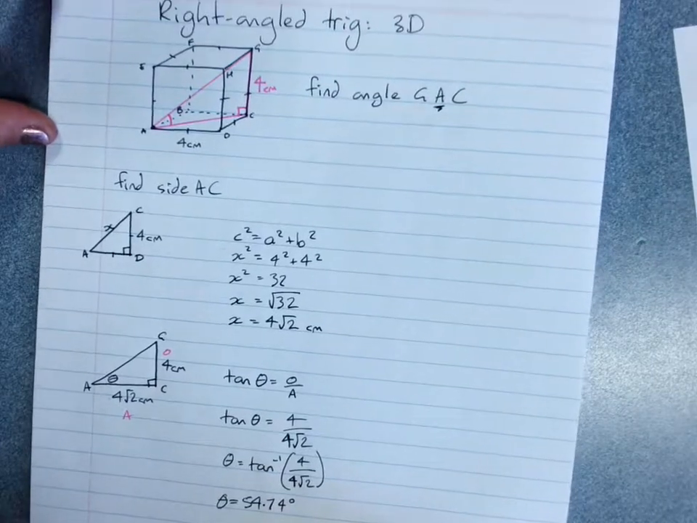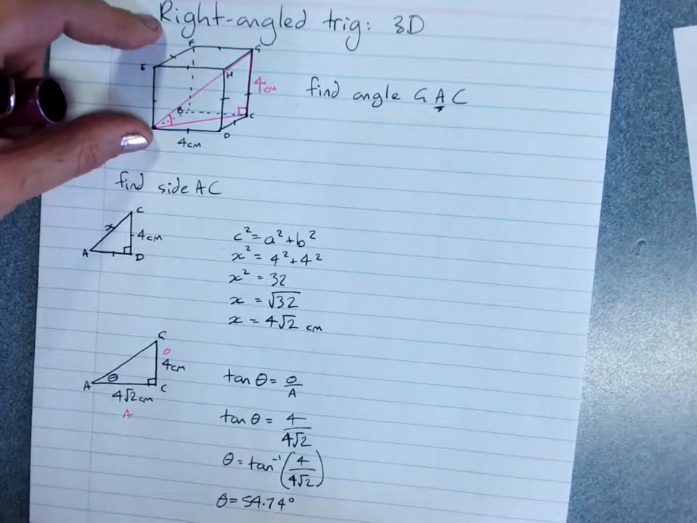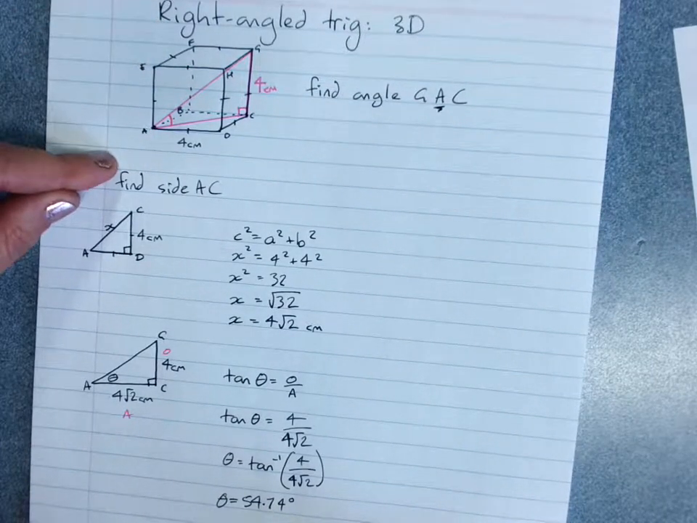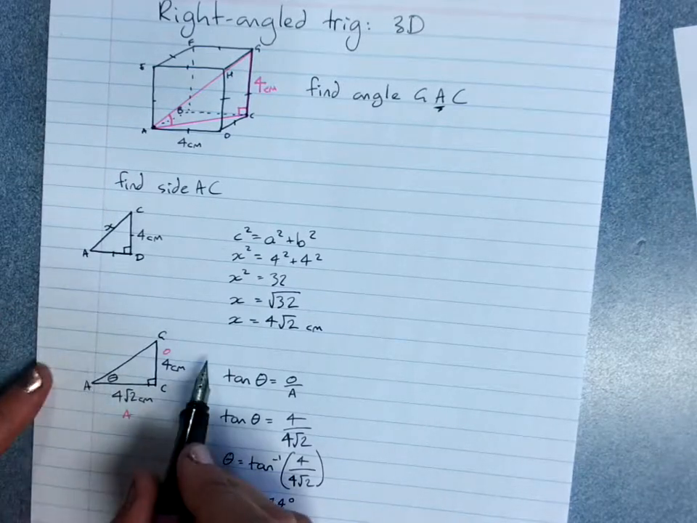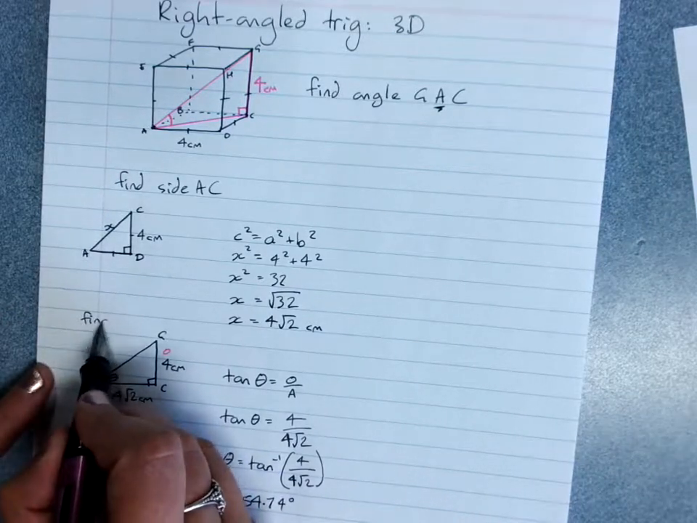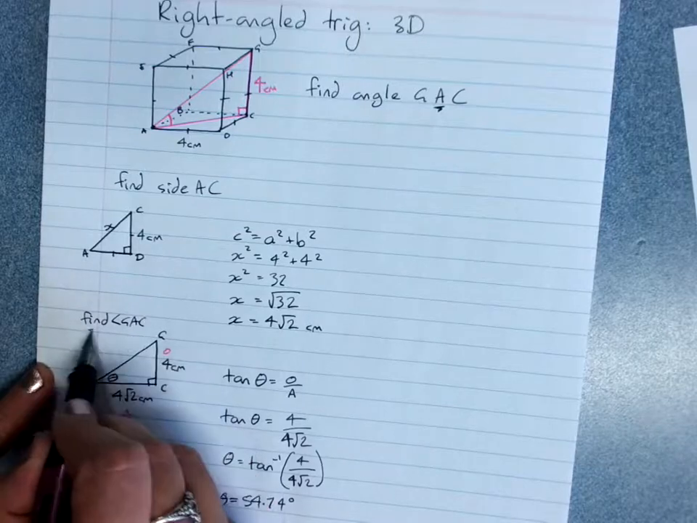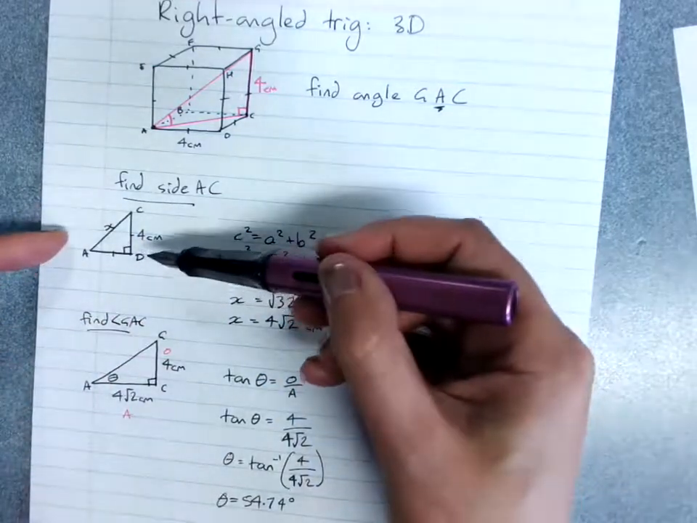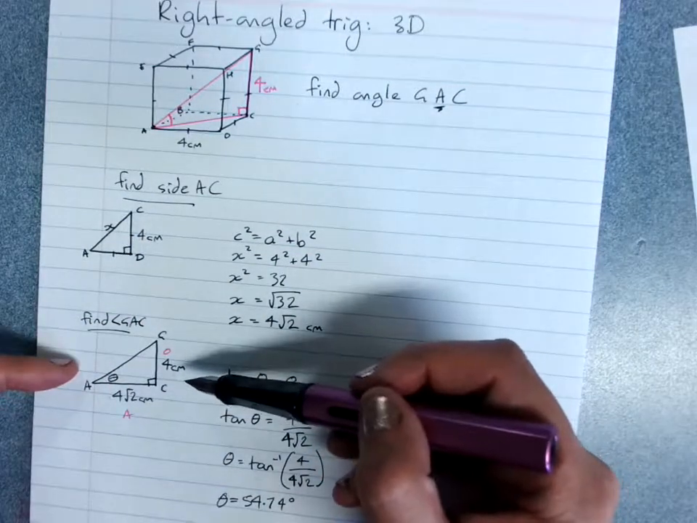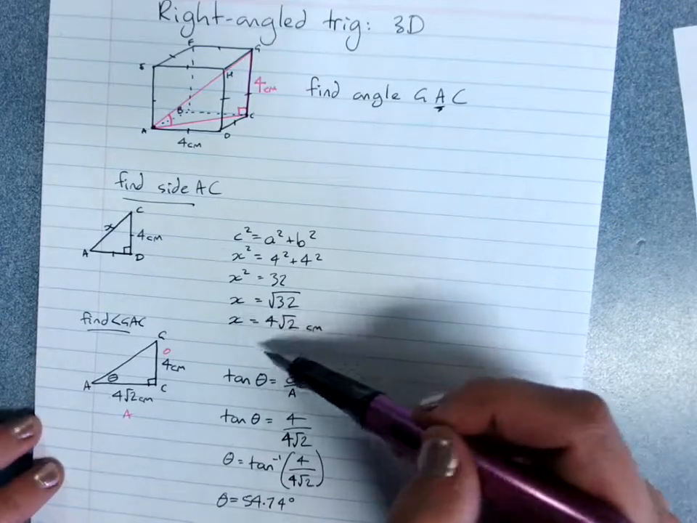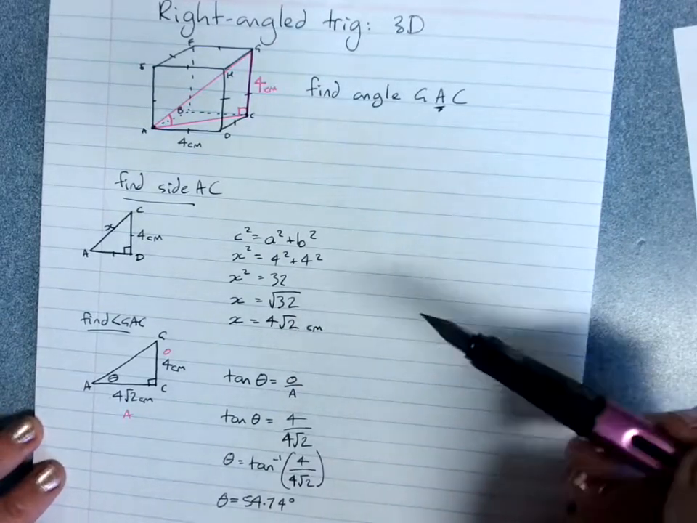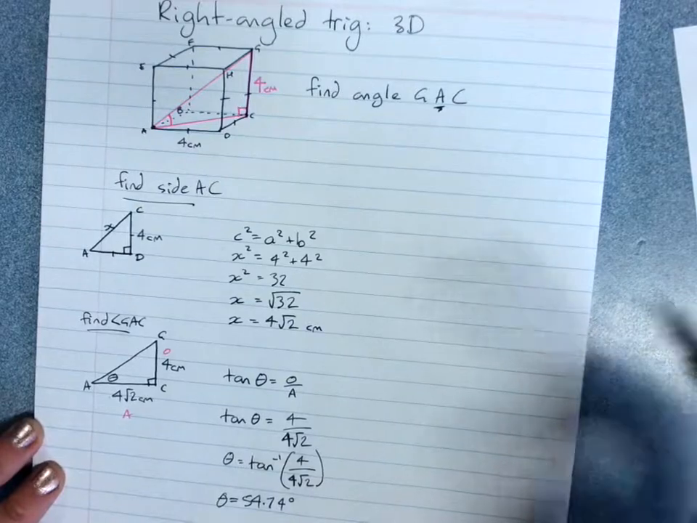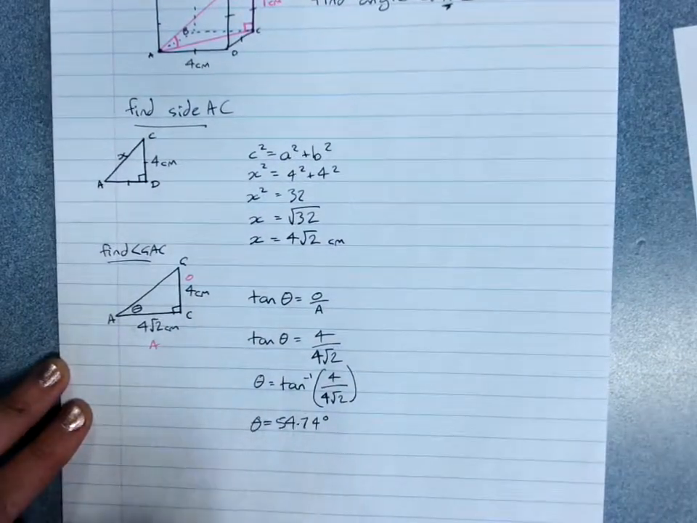So following the steps, we've got a diagram. Identify what we need to find. I could have labelled this here, find angle GAC. Draw a separate triangle for each step of the problem, and if you've got an exact value, keep it or keep more decimal places until you get to your final answer.